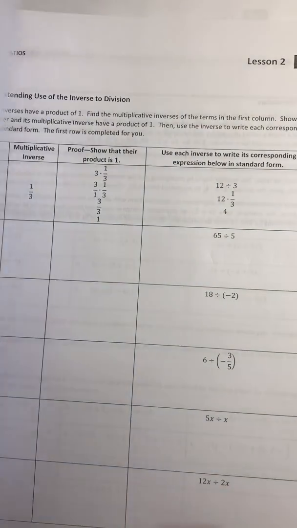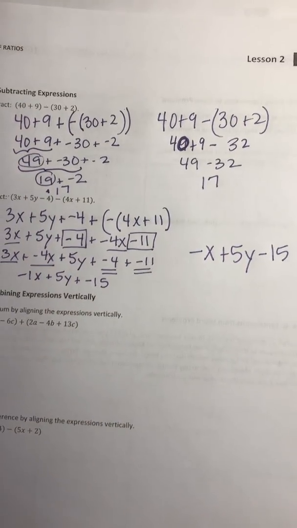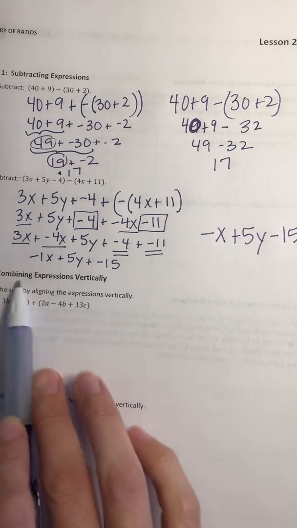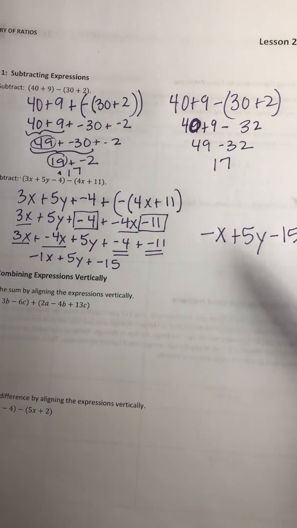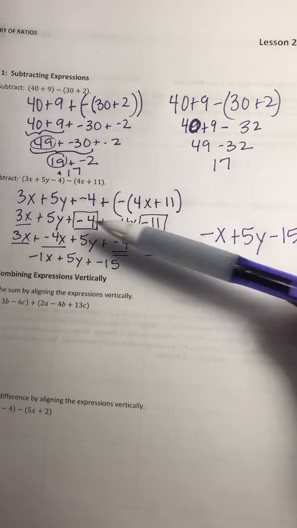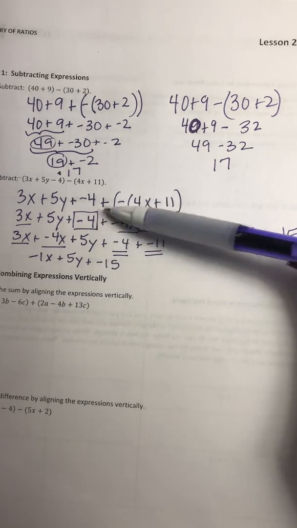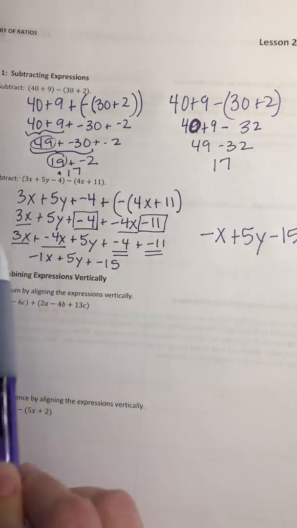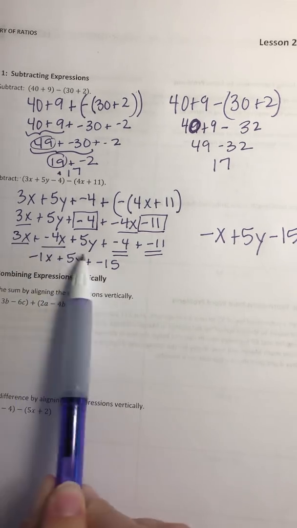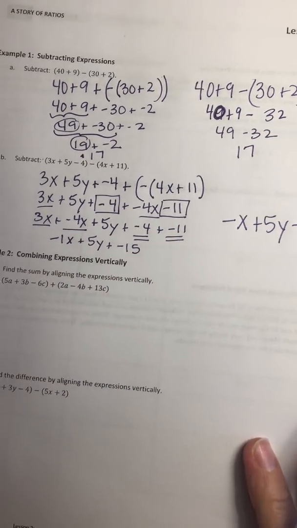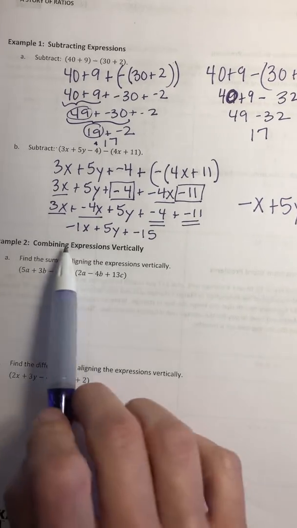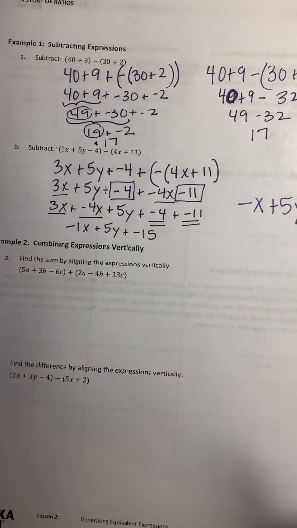Okay, let's try example 2 together. Example 2 has to do with combining expressions vertically. So what we just did here, we expanded it using the additive inverse property, and then we saw what we put together and did it side by side. I really like this method, combining expressions vertically, because it puts your like terms together for you.